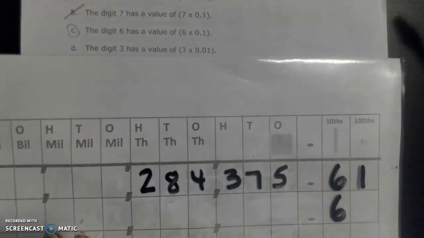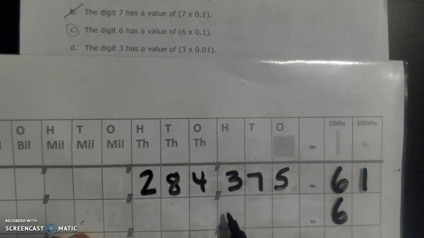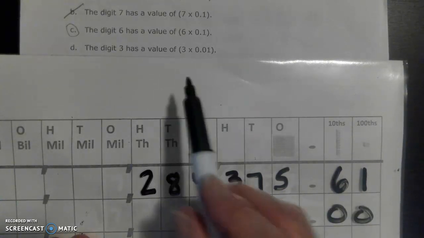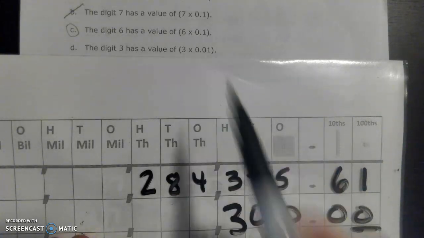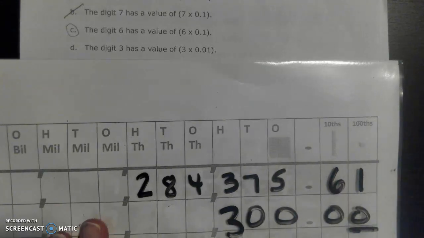The digit 3 has a value of 3 times 1/10. So I'm going to erase this number, bring this number down, and I'm noticing that it is not in the hundredths place, which is where the 1 is. So that answer choice is not correct. So in going back, the answer choice that is correct is C.